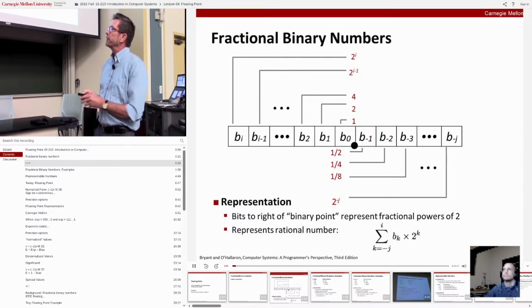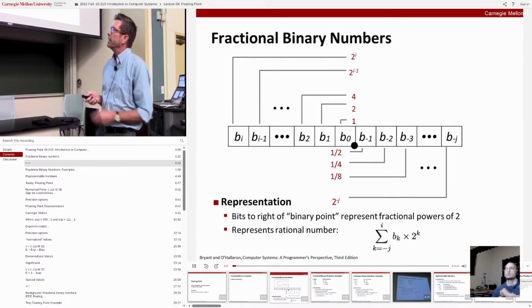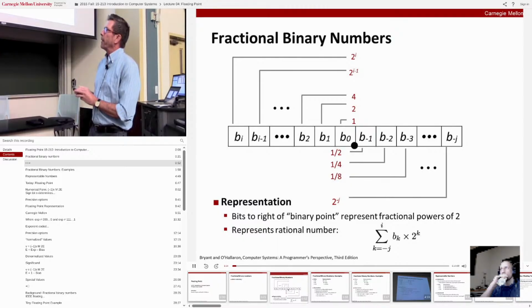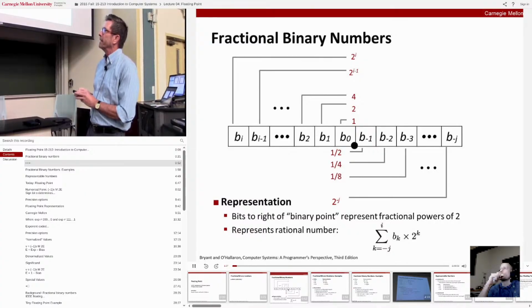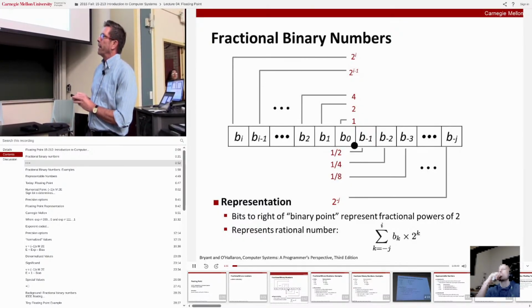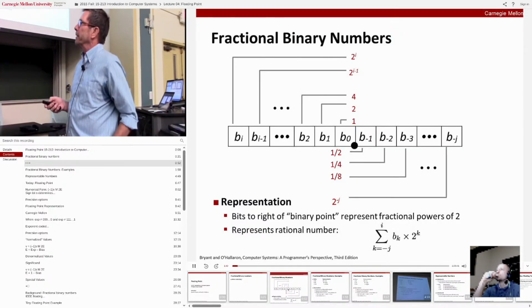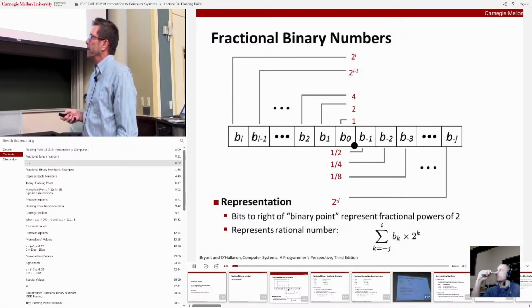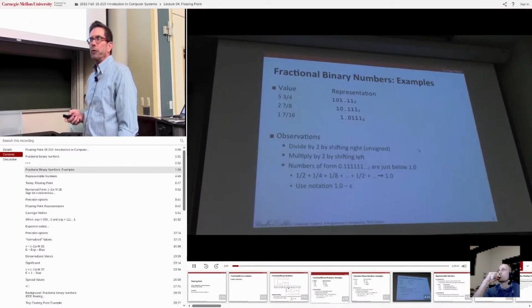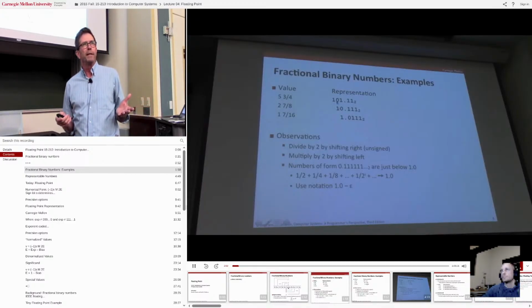So in this case, it's a binary point, and to the left of the binary point, you have bit positions representing powers of 2, so 2 to the 0, 2 to the 1, 2 to the 2: 1, 2, 4, and so on. And to the right of the binary point, you have 2 to the -1, 1/2, 2 to the -2, 1/4, 2 to the -3, 1/8, and so on. And so we can represent any fractional binary number using this notation, where we sum the bit at position k times 2 to the k. So it really works exactly the same way as with base 10, just with base 2.